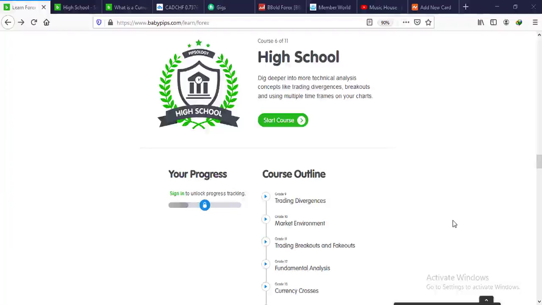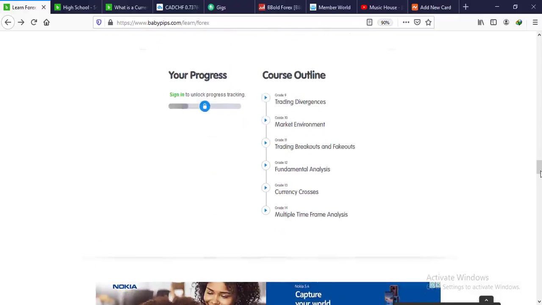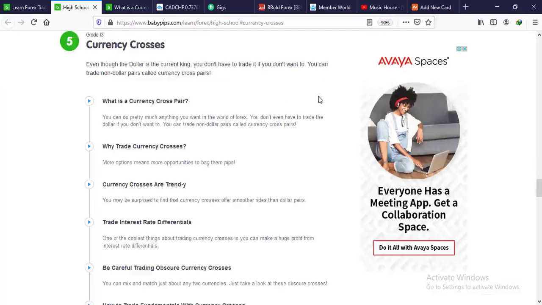For today we are still on course 6 of 11, High School, and we have completed grades 9, 10, 11, 12, and today we are about to continue from 13, currency crosses. And here are the subtopics under currency crosses.